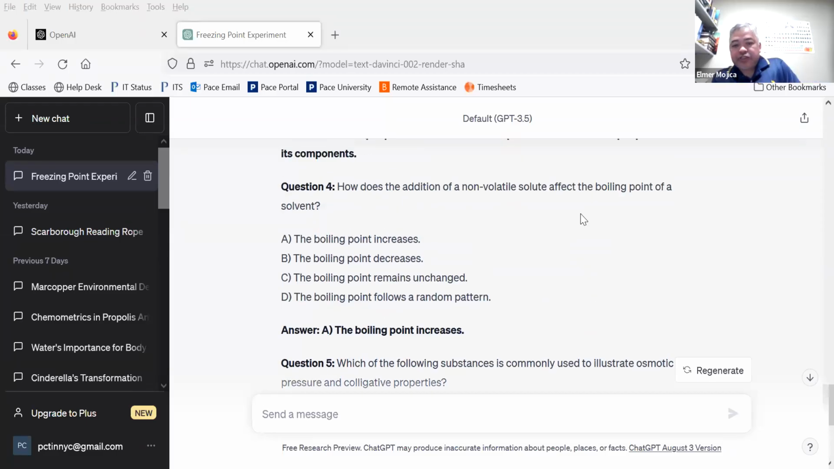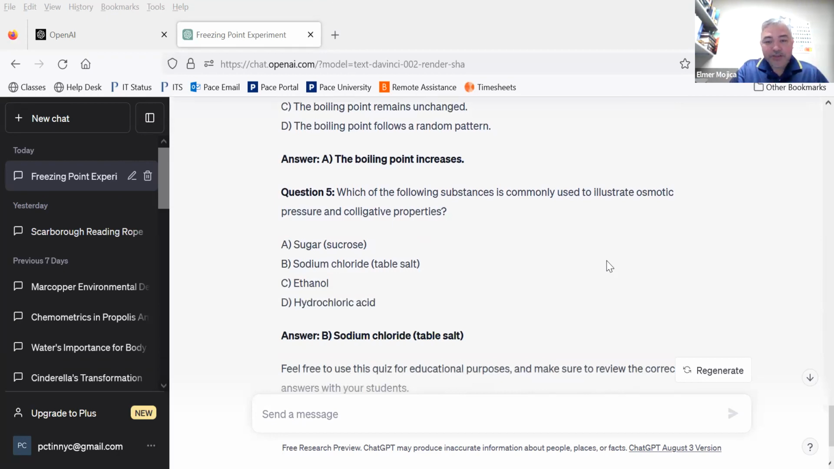So for question 4, how does the addition of a non-volatile solute affect the boiling point of the solution? Boiling point elevation. If it's in terms of vapor pressure, it's lowering the vapor pressure. If it's freezing point, it lowers the freezing point.